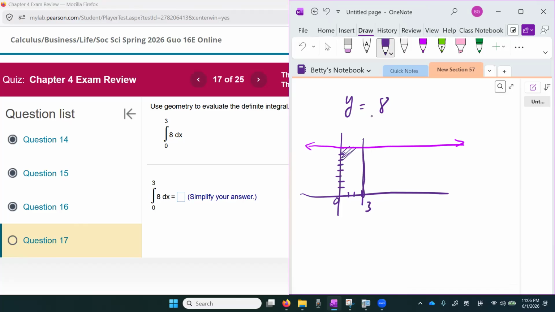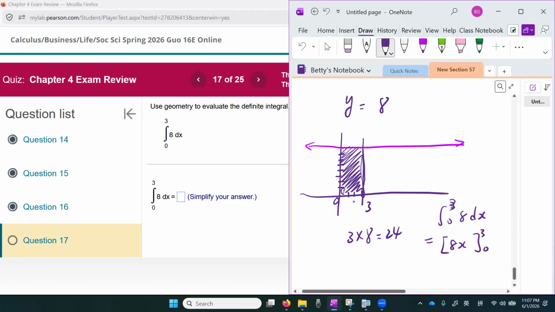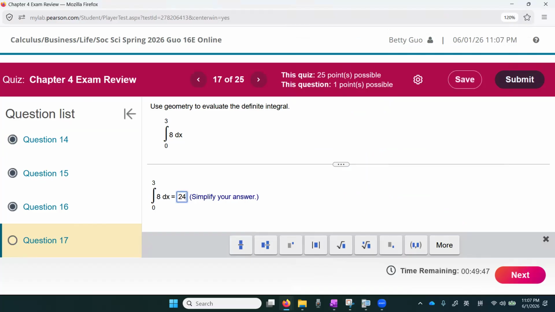From 0 to 3. So the integral actually equals the area of this rectangle. The base is 3, the height is 8. 24. Another method, the integral from 0 to 3 of 8 dx. The antiderivative is 8x. Plug in 3, 24, plug in 0 is 0, so 24 as well. Definitely it is 24.